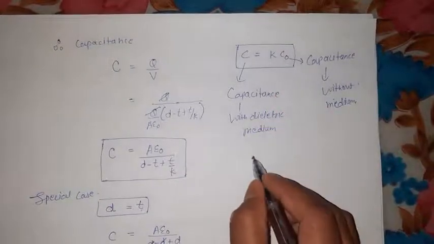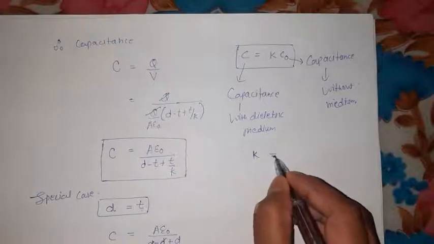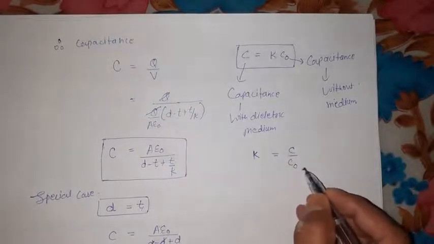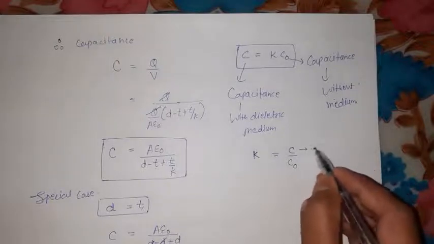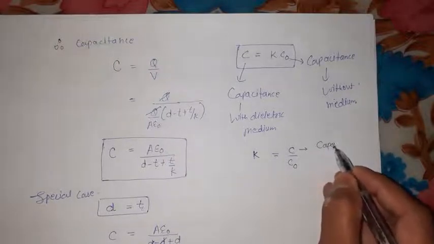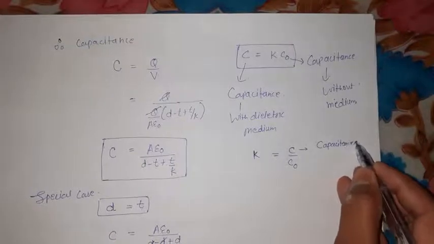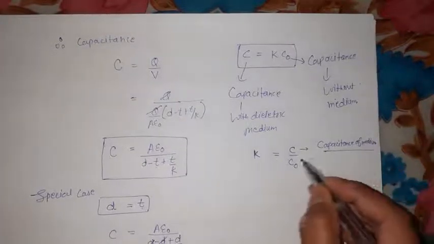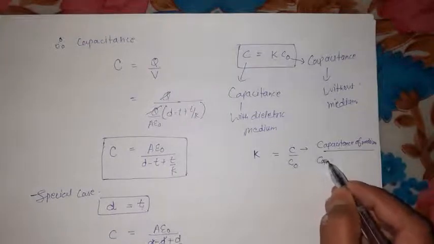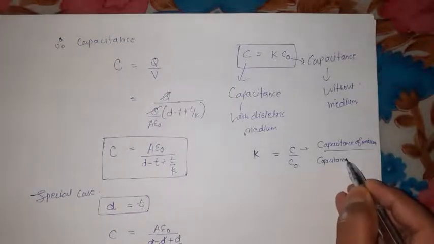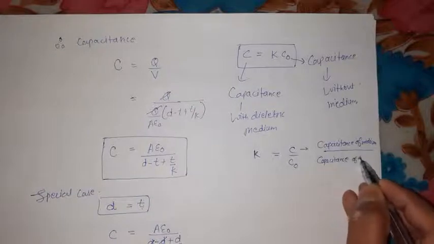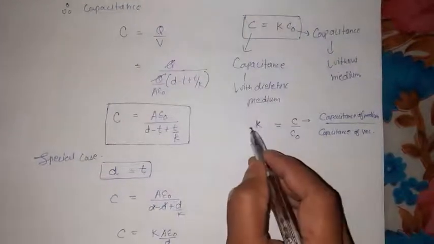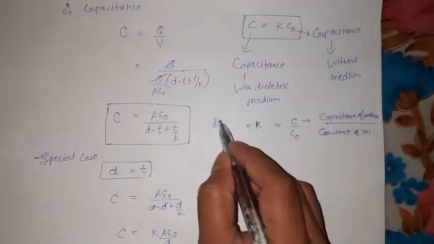Now student, this dielectric constant we can also write over here. The formula that we are getting is C by C naught, where C is the capacitance of the medium and C naught is the capacitance of vacuum. So this is the dielectric constant.